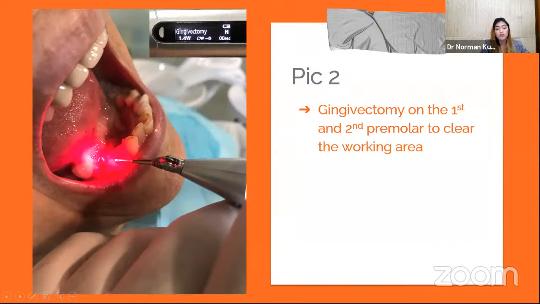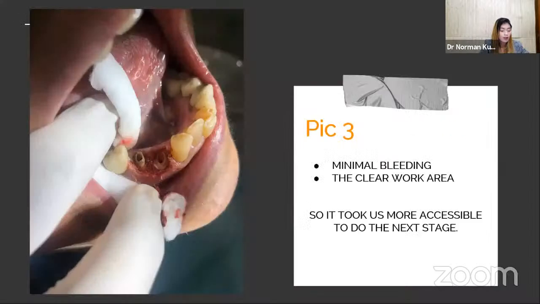From this case, I decided to perform a gingivectomy on the first and second premolar to clear the working area so I can do the resegmentation procedure easily. As the patient has diabetes, I chose the laser gingivectomy procedure, like in this picture. Next, this photo was taken shortly after performing the gingivectomy using a laser. So we could see the condition of the teeth. The bleeding was very, very minimal, almost no bleeding here. With minimal bleeding, it was easier for us to do the next stage.